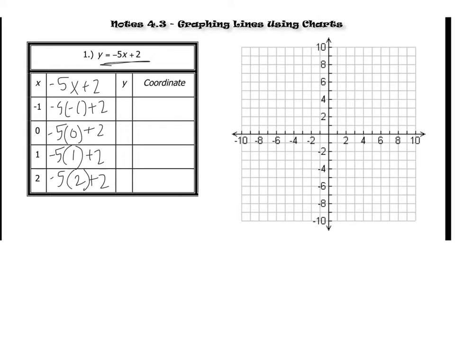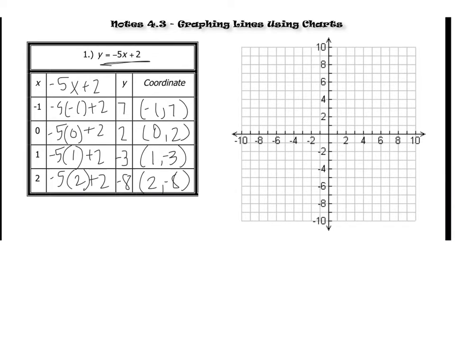So -5 times -1 is +5. 5 plus 2 is 7, which would make that coordinate -1, 7. -5 times 0 is 0. 0 plus 2 is 2. So our next coordinate is 0, 2. -5 times 1 is -5, plus 2 is -3. So that becomes 1, -3. And -5 times 2 is -10. -10 plus 2 is -8.